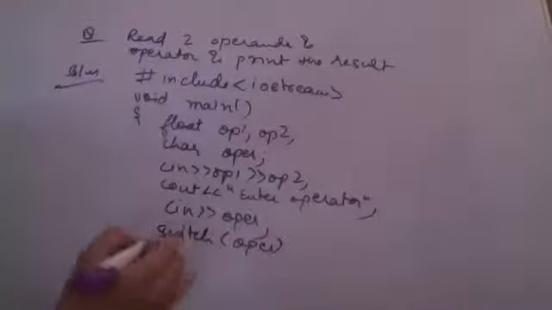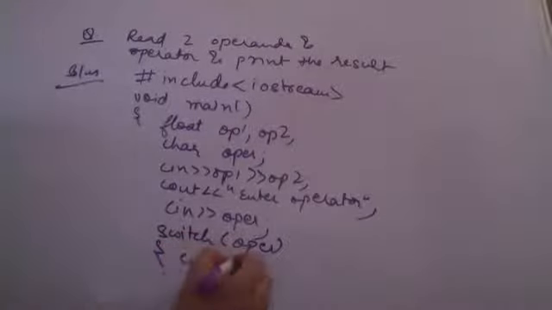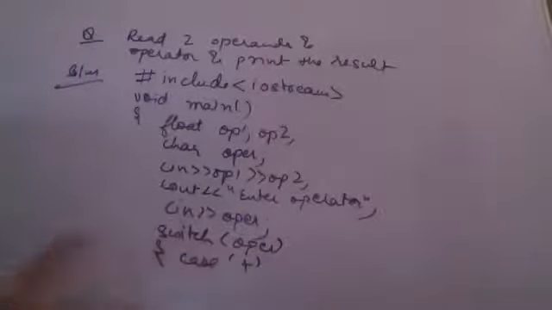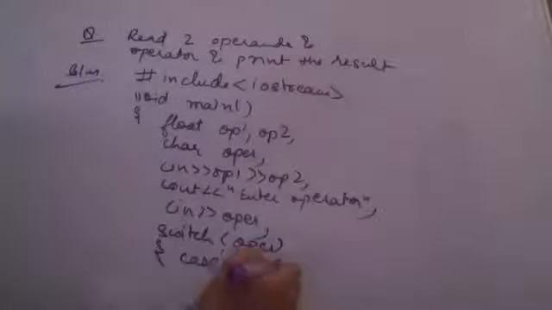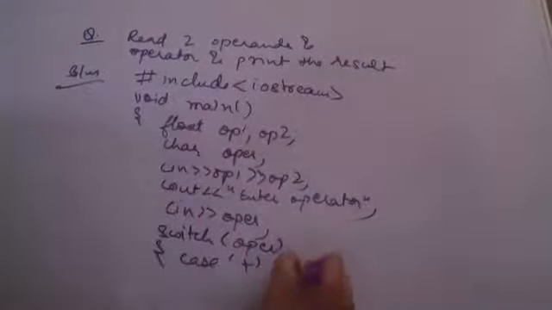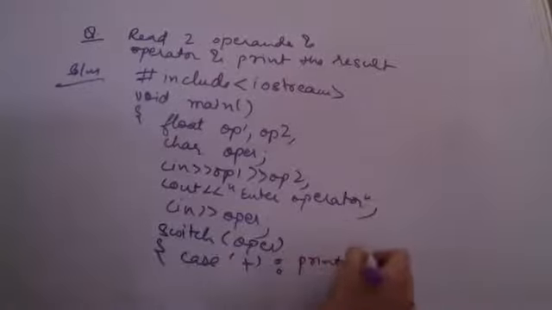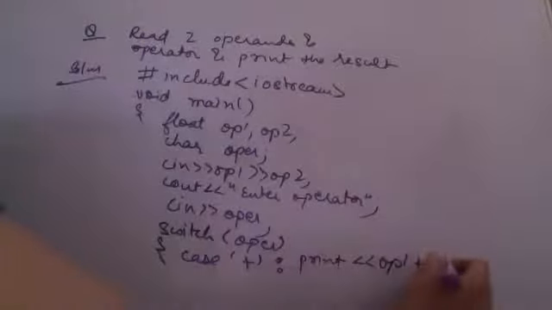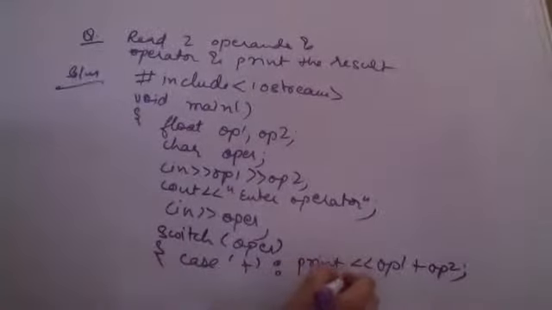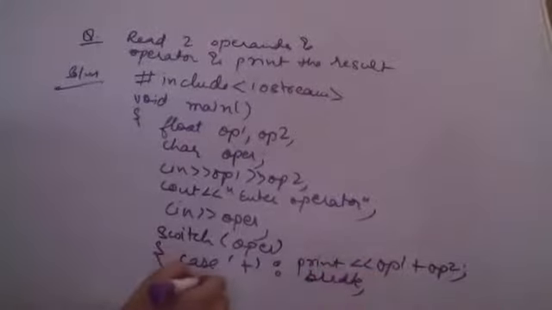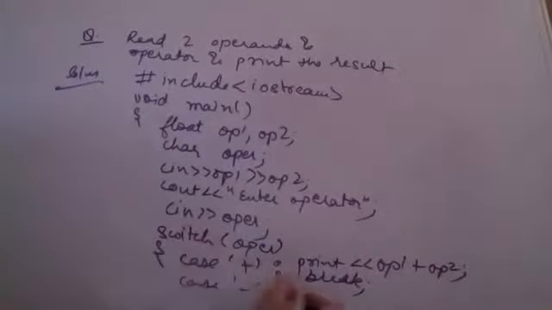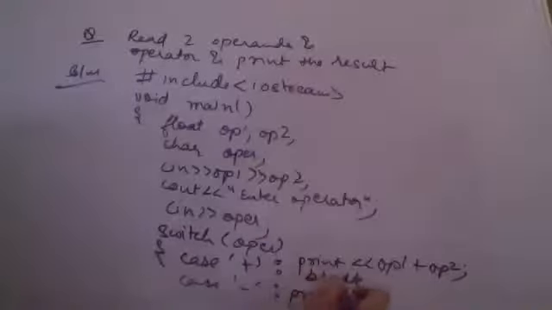Now within this switch you can mention case and you can mention single quotes for single character and then you have colon. And then you can say print operand 1 plus operand 2 and then break. Then you will be having case minus, again print operand 1 minus operand 2 and a break. I hope you all are understanding what I am doing.